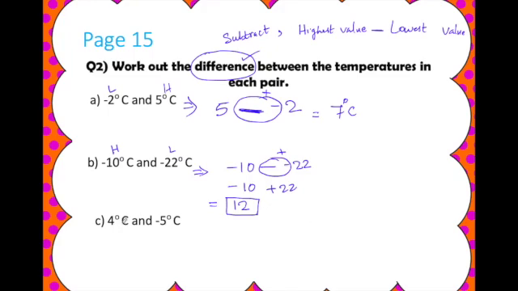The next question, 4 degrees Celsius and negative 5. 4 is highest and negative 5 is lowest. So we can write 4, then minus negative 5. This changes to positive, so it will be 4 plus 5. So the final answer is 9 degrees Celsius.